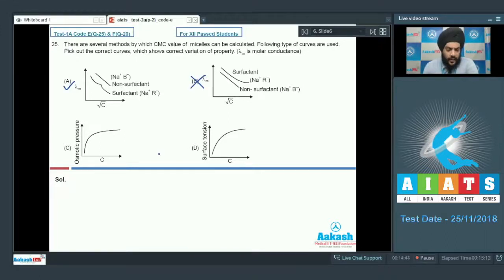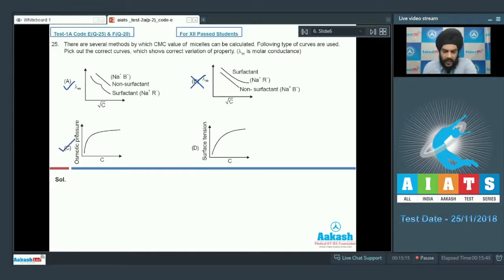Let us look at option C now, in which the examiner is interested in knowing the variation of the osmotic pressure with the concentration of the surfactant added. So students, as the amount of surfactant is increased, the osmotic pressure will keep on increasing as it is directly proportional to the concentration of the ions. So it will keep on increasing until the CMC, where there will be a decrease in the rate of increase of the osmotic pressure with further amount of solute added. So students, this option is also correct.